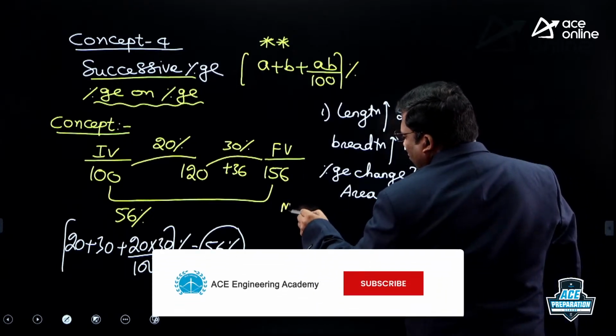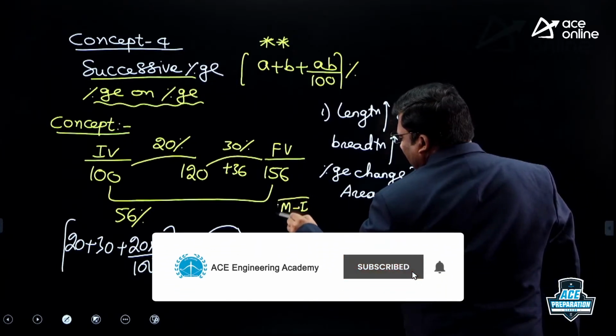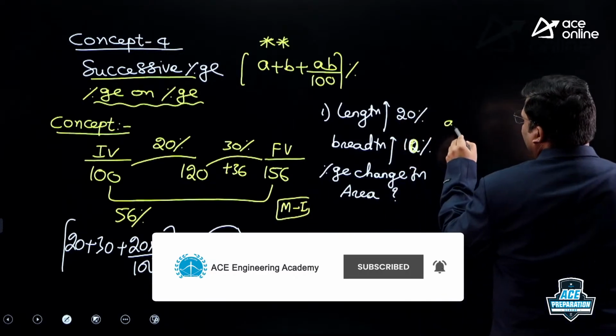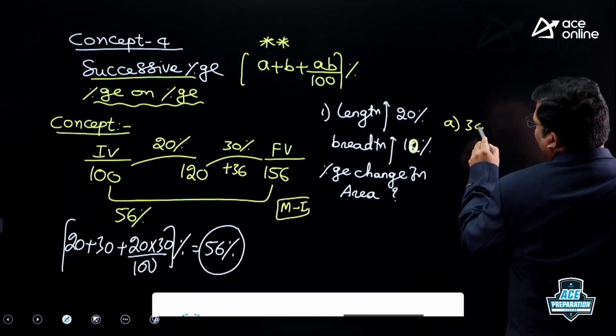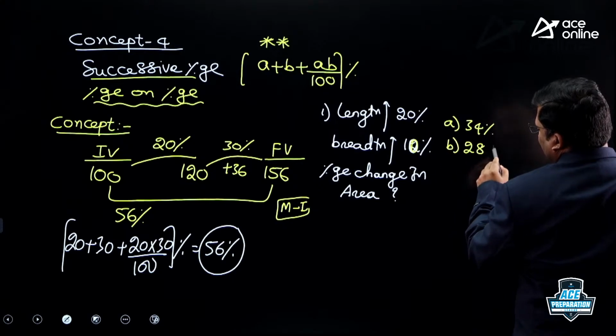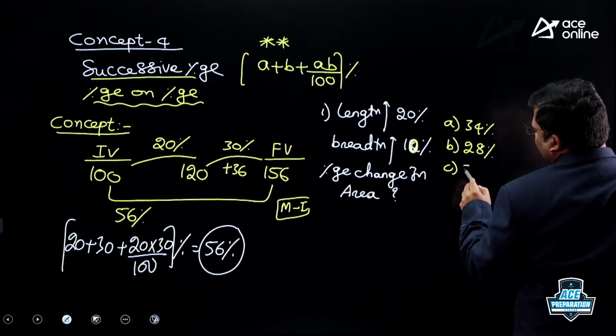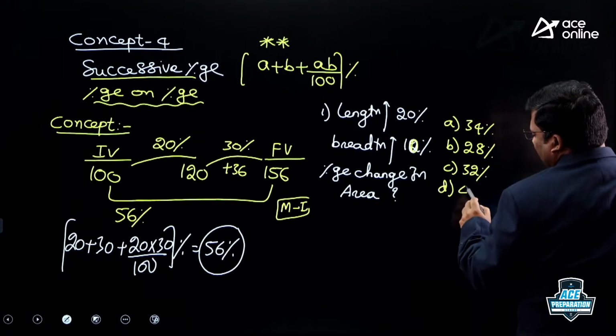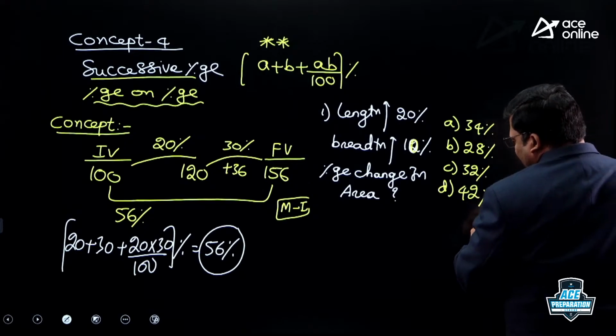Method 1. How will students use this method? Suppose the options are 34%, 28%, 32%, 42%. Listen very carefully, sir.